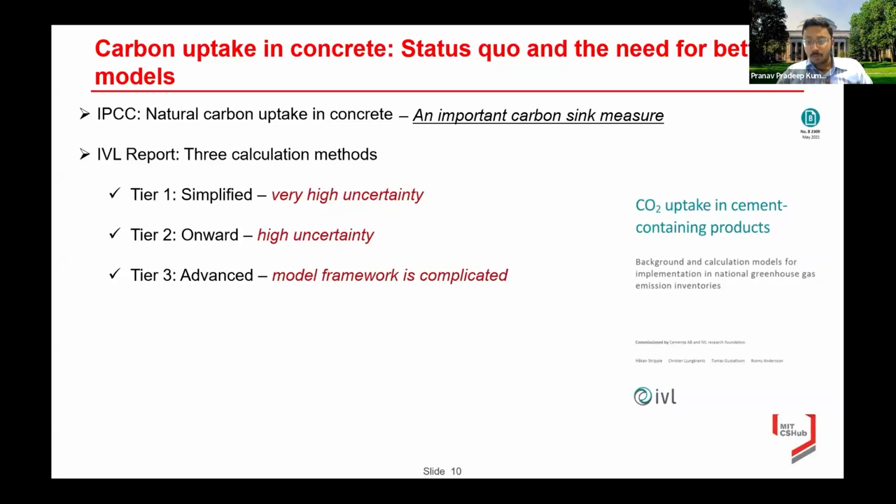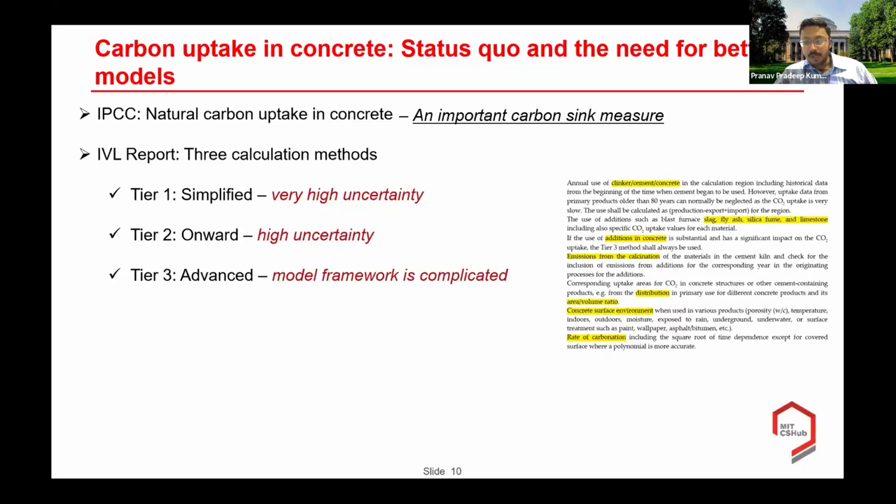At tier 2, we have an onward calculation method, which is modified to include common application types such as bridges, pavements, or buildings that cover approximately 65% of the cement consumption. And there is uncertainty associated with this as well, as to how the application-based information is modeled and integrated within the uptake calculation. At tier 3, we have an advanced calculation method, which recommends the use of a software model that includes various different details to compute carbon uptake at a national scale. However, the modeling framework here is complicated, and the complexity primarily arises with how the different providers define the various aspects listed in the tier 3 calculation, as highlighted in the image here.